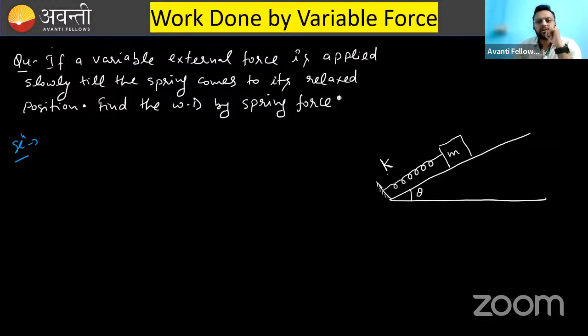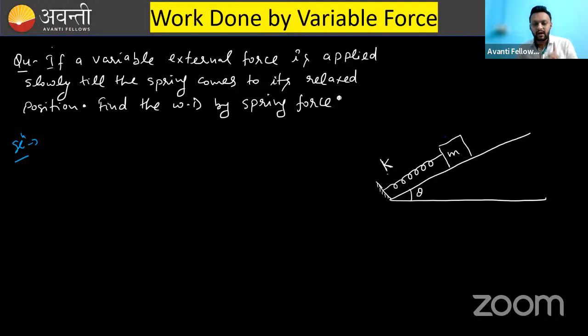If a variable external force, have you read the question now? A variable external force is applied slowly till the spring comes to its relaxed position. Find the work done by spring force. Now let me explain the question to you first. This is an inclined plane and there is a spring like this one.